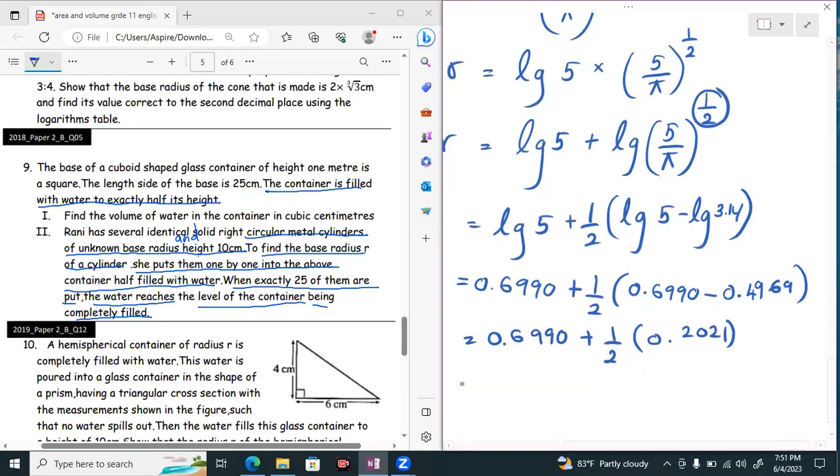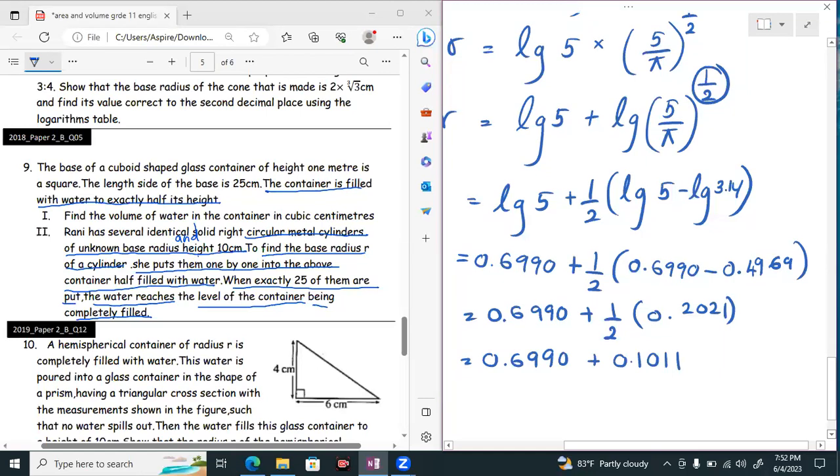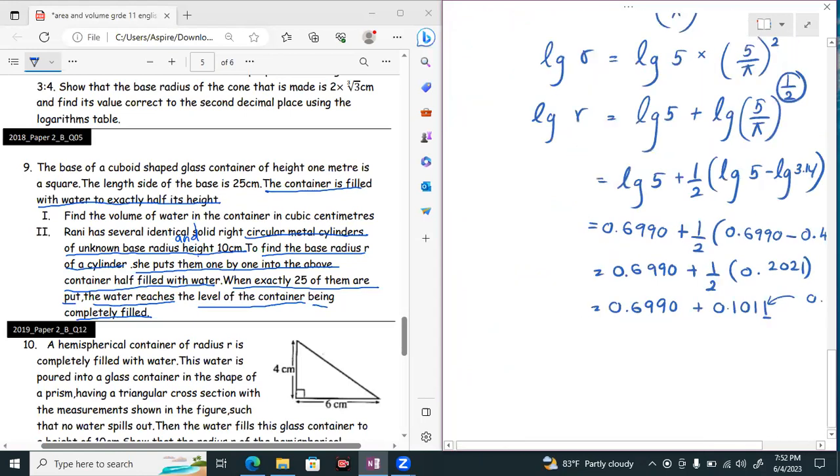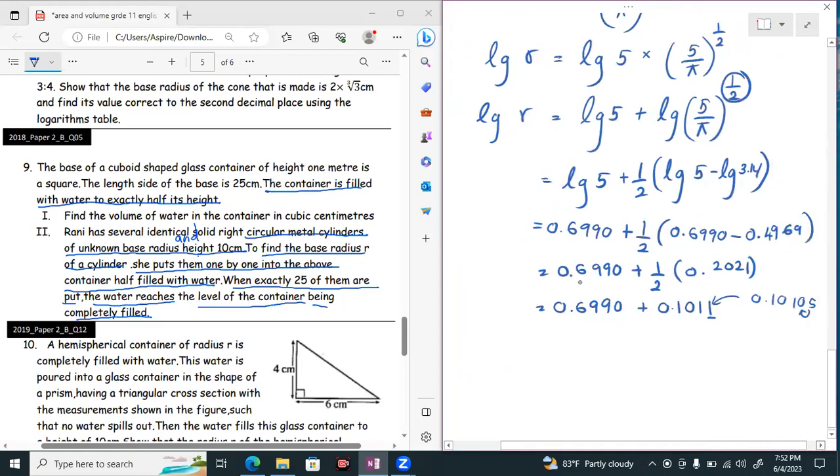So try to work this out along with me and send the answers. Here 1 comes when we divide this, giving 0.10105. So I take it to the nearest 4 decimal places. That means I round it off. Okay, that's why I get it like that. Otherwise you can keep 10, it doesn't matter.